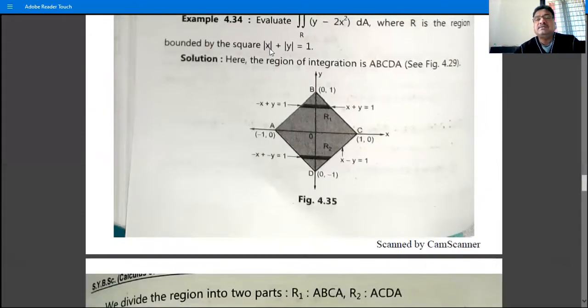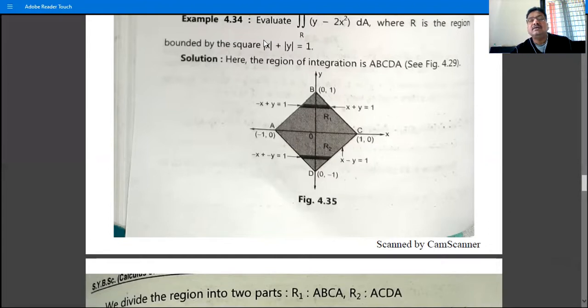Then if you take mod x as positive x and mod y as minus y, then x minus y is equal to 1. So this is the line x minus y is equal to 1. If you substitute x is 0, y is minus 1, so 0, minus 1. And if you substitute y is 0, x is 1, so the point 1, 0.